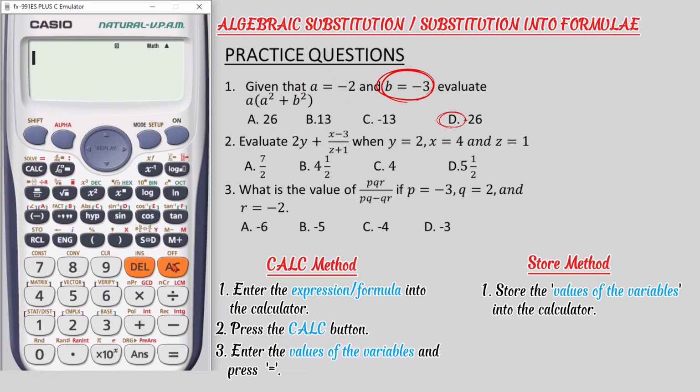Next, I store b equals -3. So what I have to do is to first enter -3 into the calculator, and then I activate store by simply tapping on shift and then RCL. And then I tap on the corresponding variable. In this case, I am activating b, so I simply tap on the degree symbol. So I have also stored b equals -3 into the calculator. So now, I have successfully stored a equals -2 and b equals -3 into the calculator.